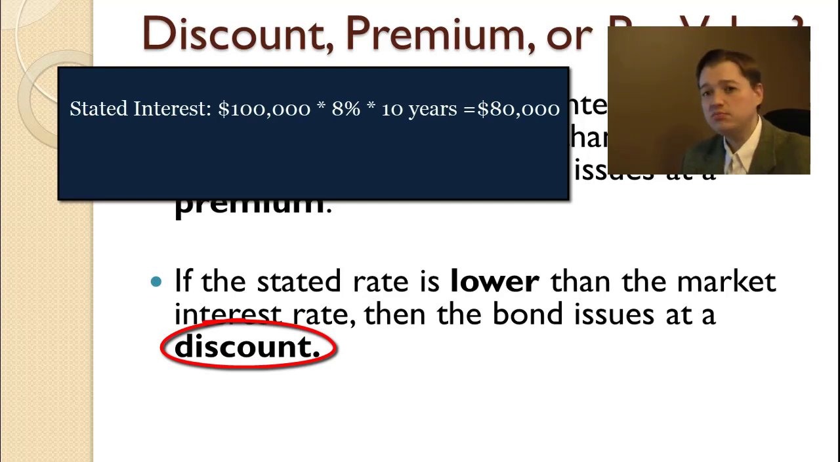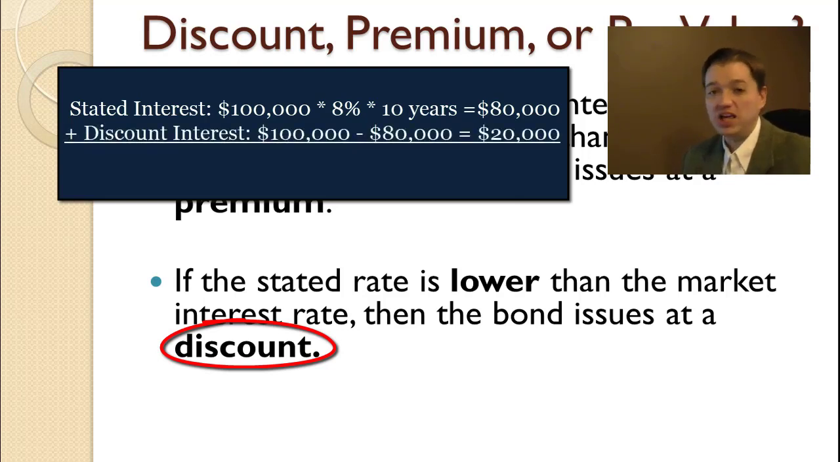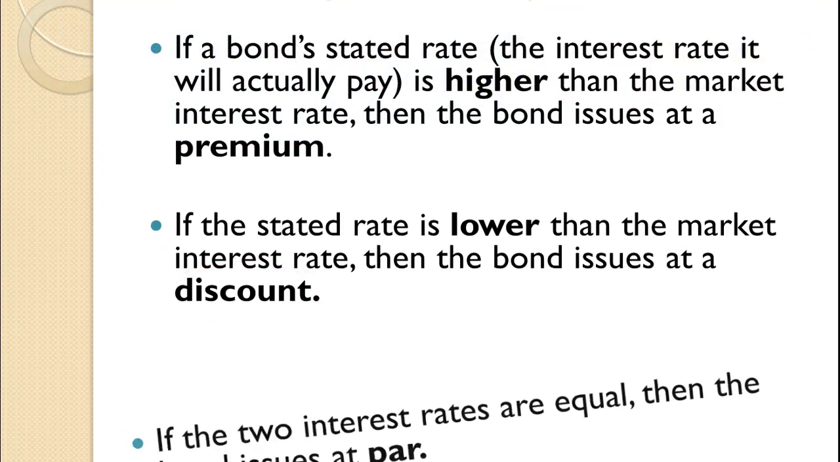Instead, I'll give you 80% of the value that you're asking for, and then I'll make my other percentage points back with that extra you'll give me at the end. So if I give you 80 now and you give me 100 later, I get that extra 20 as a form of interest. And that's what I'm doing with a discount. The last is par value.